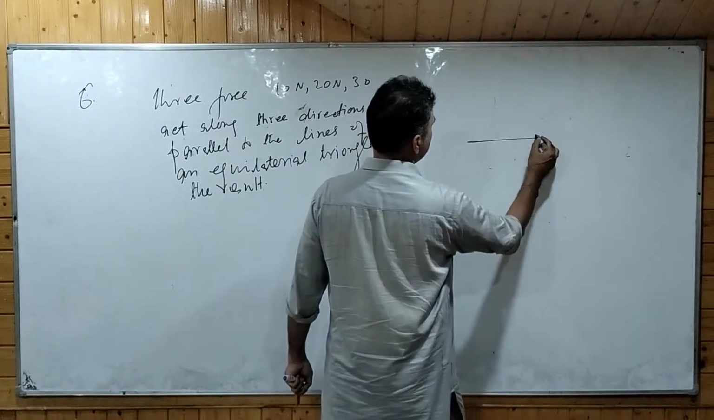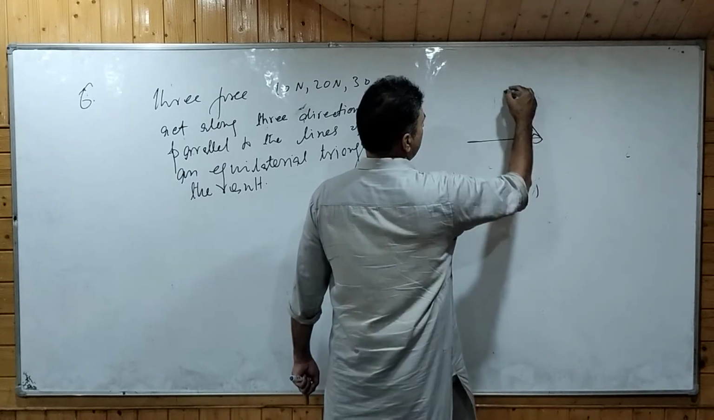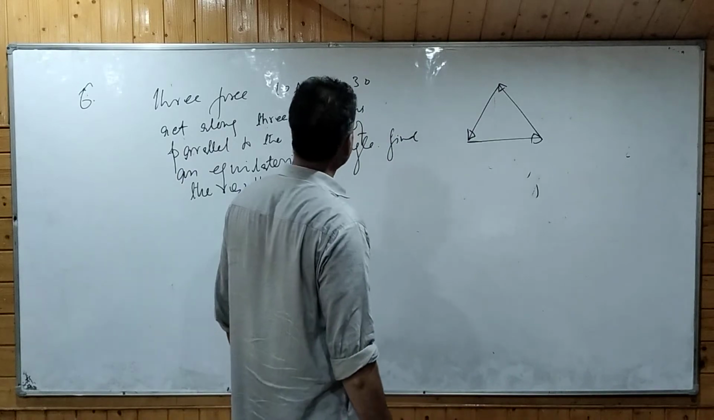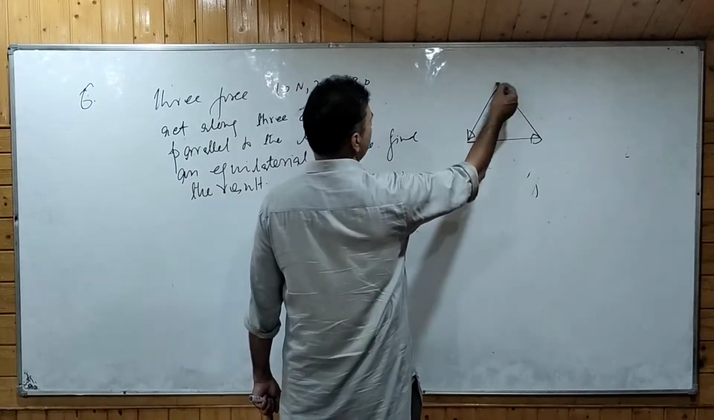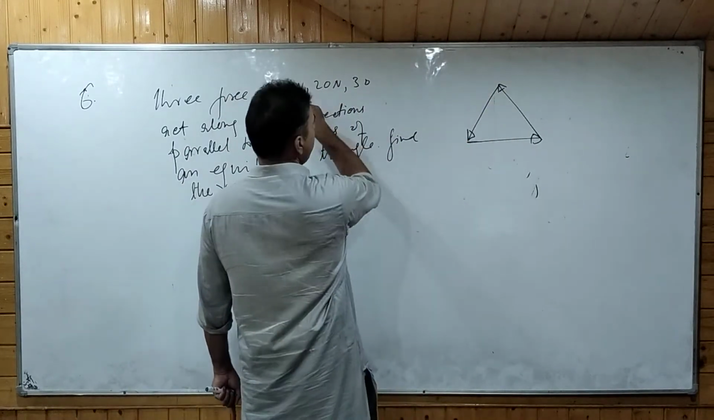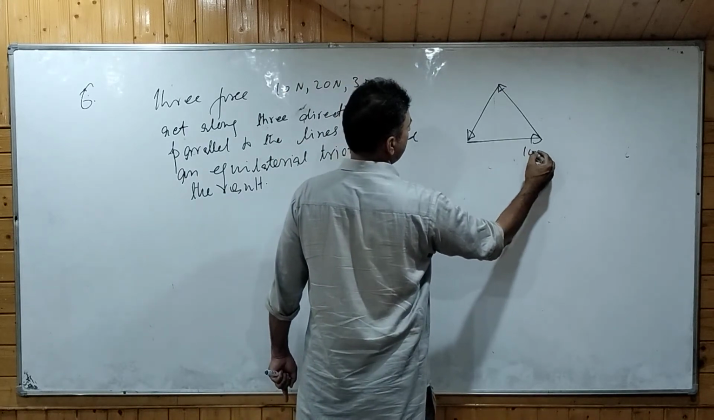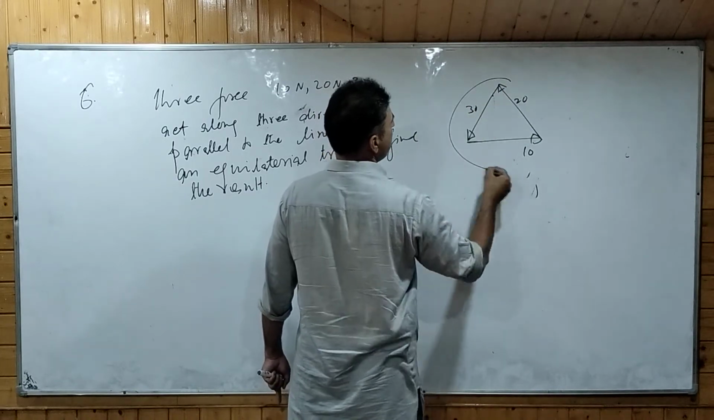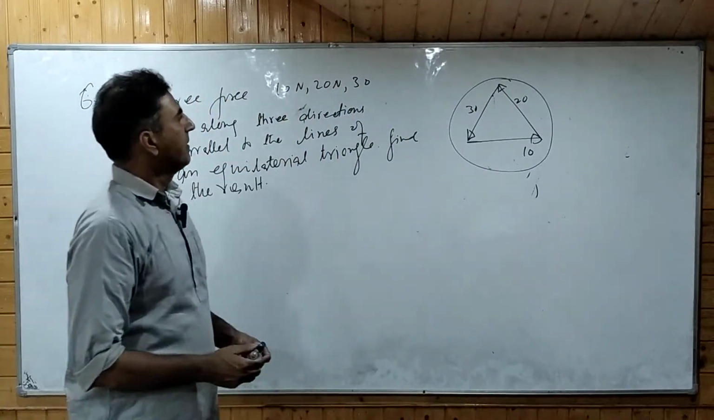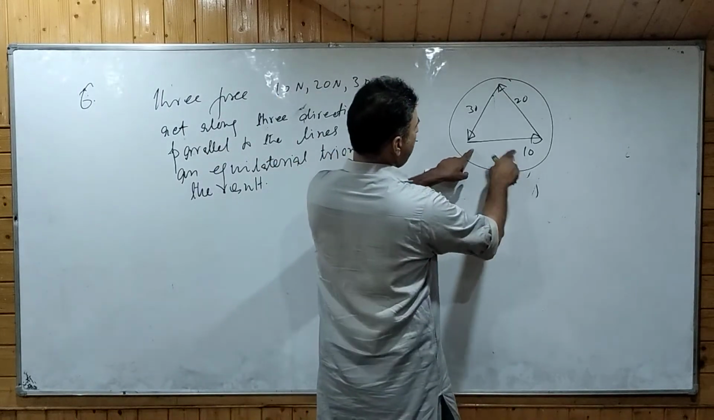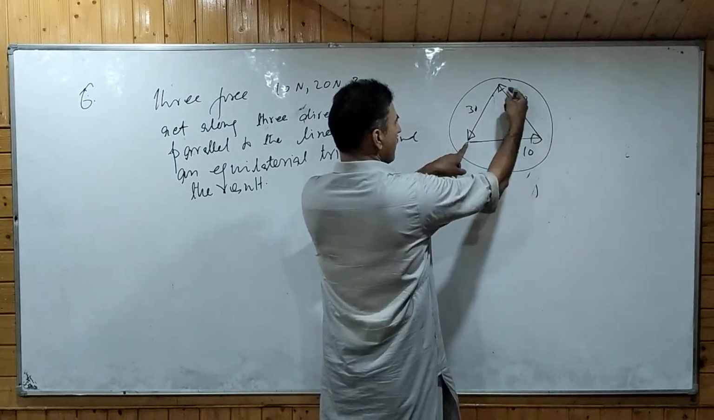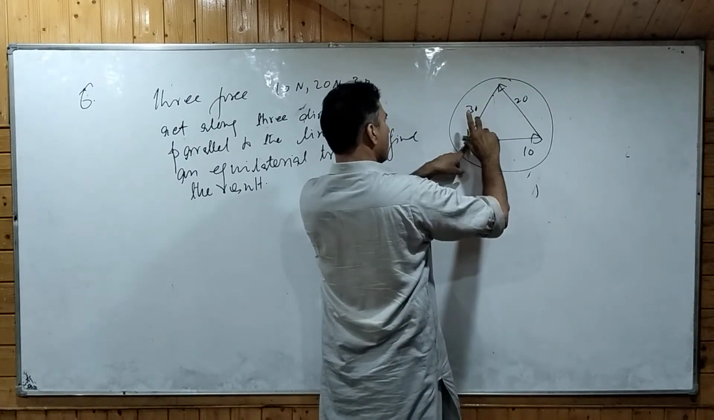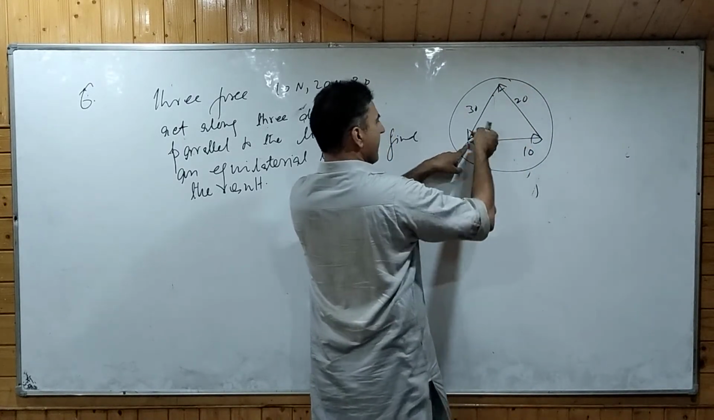This is equilateral triangle. This is one line. This is another line. This is third line. This is equilateral triangle. Three directions. So 10 Newton is in this direction. 20 Newton is in this direction. And 30 Newton is in this direction. I have to find the resultant of these three vectors. But this 10 has this direction, not the magnitude. This 20 Newton has this direction, not the magnitude. This 30 has this direction, not the magnitude. Otherwise, the magnitudes are equal, as in the equilateral triangle.